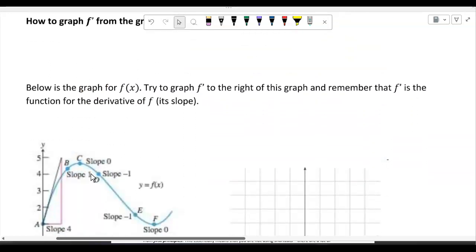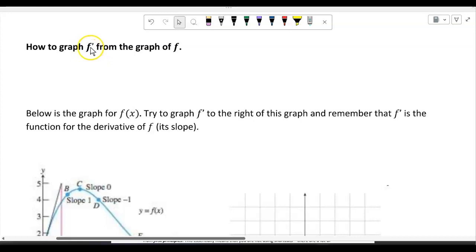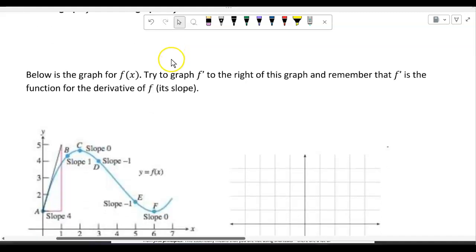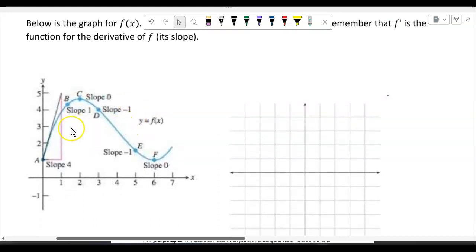Now this is challenging: how to draw the graph of f dash, the derivative, from the graph of f. What you have to think is that you have to take the slope of the tangent, and keep on taking the slope. So it's 0 at a. Slope of the tangent here is 4. At b, it's 1. How do you know?